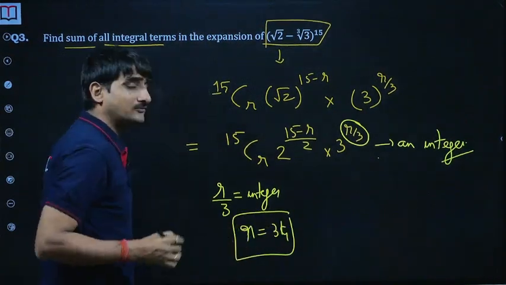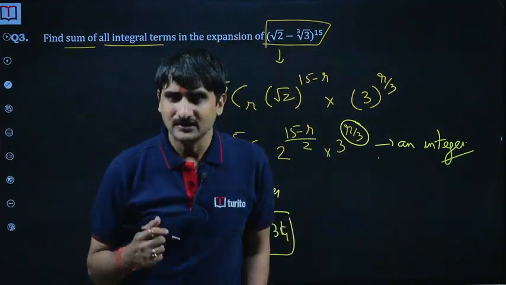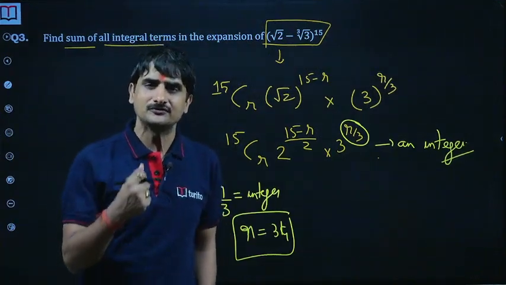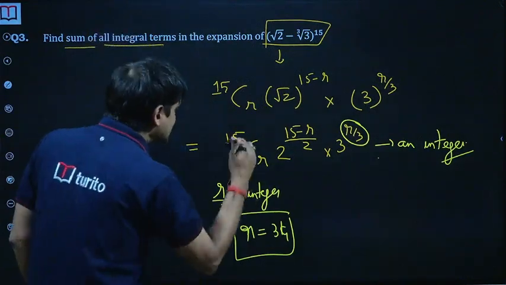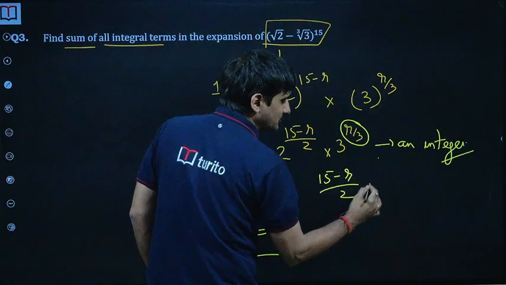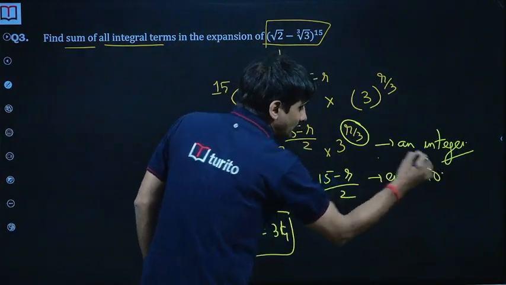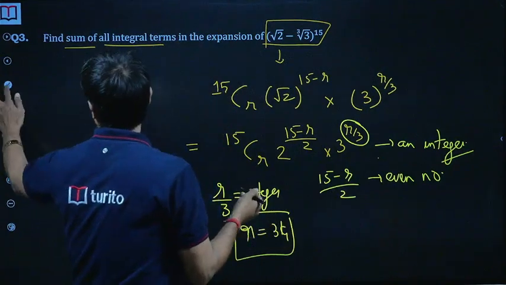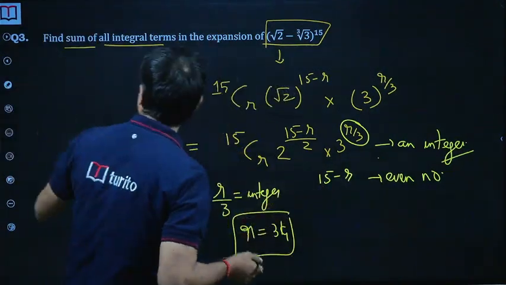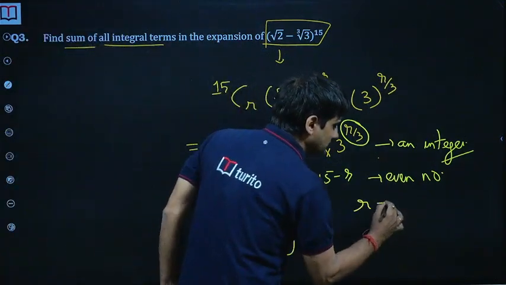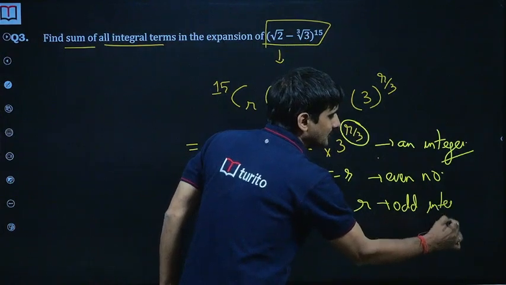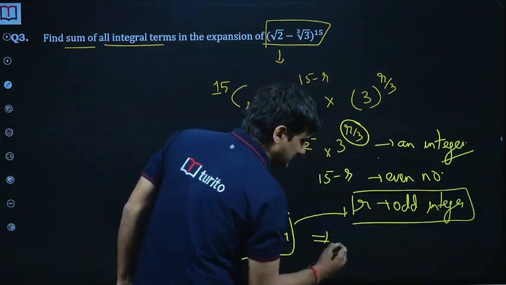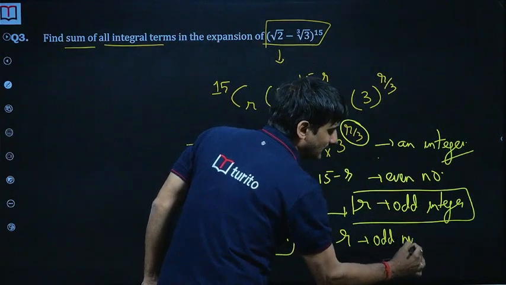When r is a multiple of 3, what does that mean? Here it means the numbers which occur in its table, starting from 0 of course: 3 into 0, 3 into 1, 3 into 2, 3 into 3. Similarly, (15 minus r) by 2 should be an integer, so 15 minus r should be an even number. So what does that mean? r should be an odd integer. So r is a multiple of 3 and an odd integer. Don't these two conditions combine to give us that r is an odd multiple of 3? So how many possibilities are there?